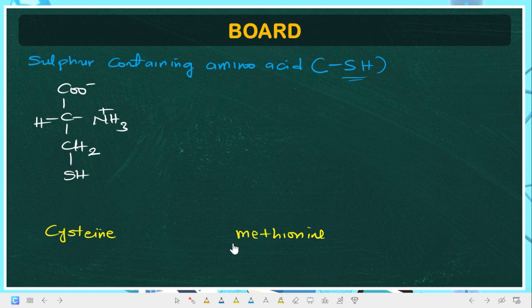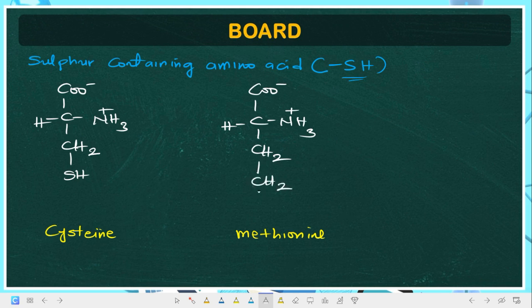Okay, let us draw methionine. Methionine is COO negative. Then C, NH3 positive. Then H, and then CH2. And then we have another CH2, and then we have S and CH3. This is the structure of methionine. Are we getting it? So these are the 2 amino acids that are sulfur containing amino acids. So let us look at the next.